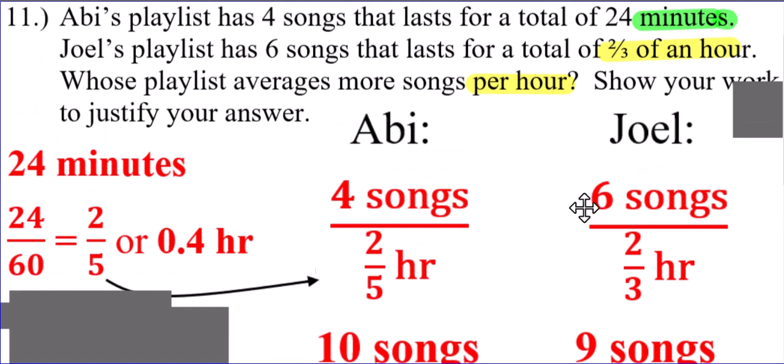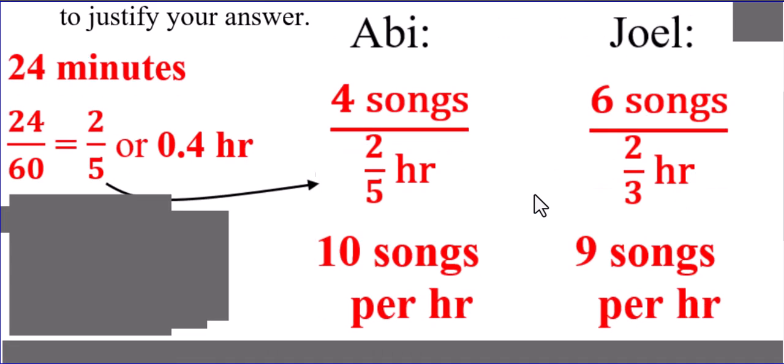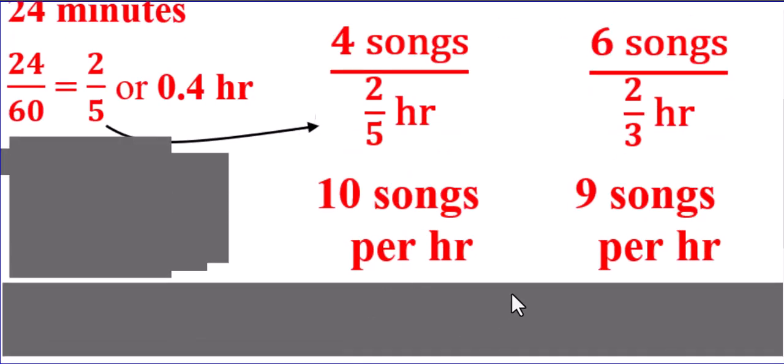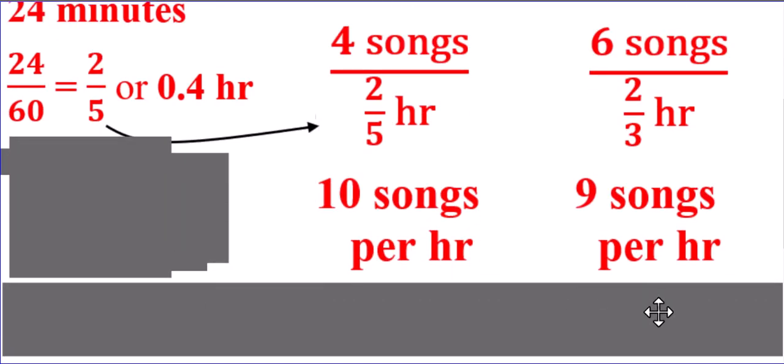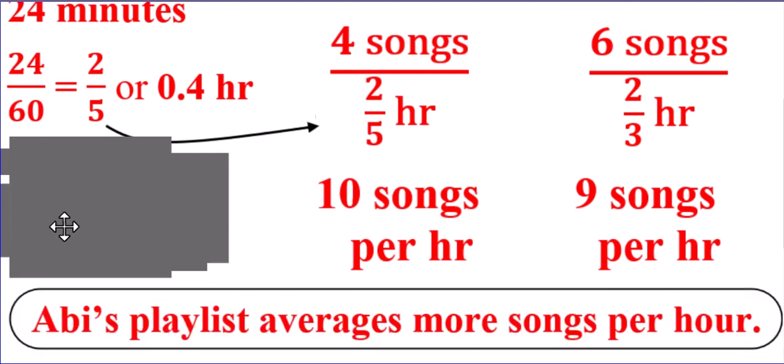What does this problem want us to find? Who has more songs? Do you see what I just did? This is a really good problem-solving strategy. You reread the question before you say you're done to make sure you're actually answering what the question wants you to find. So don't say the answer is Joel. He has fewer songs per hour. Say the answer is Abby's playlist averages more songs per hour.